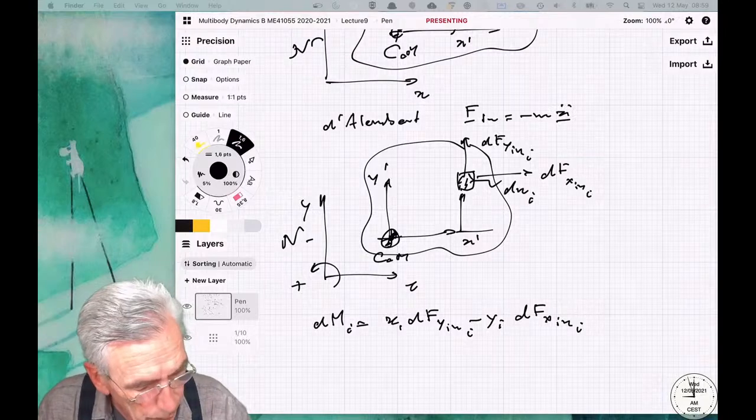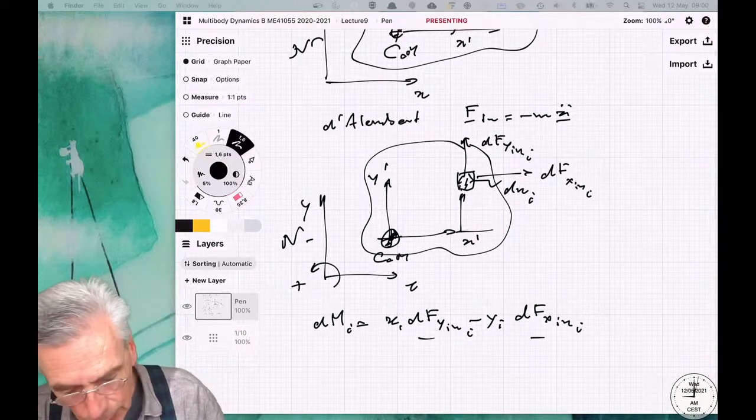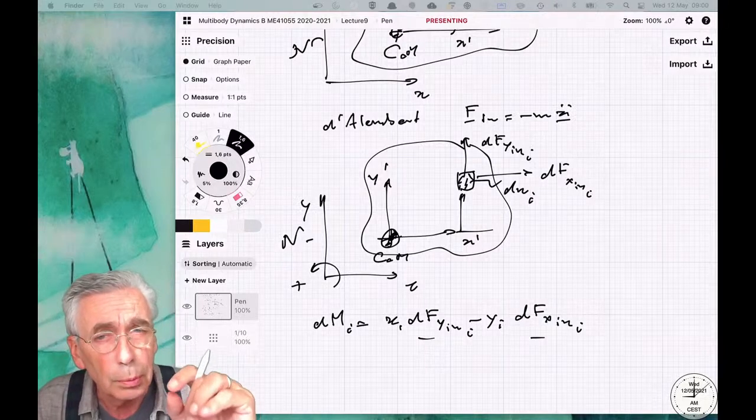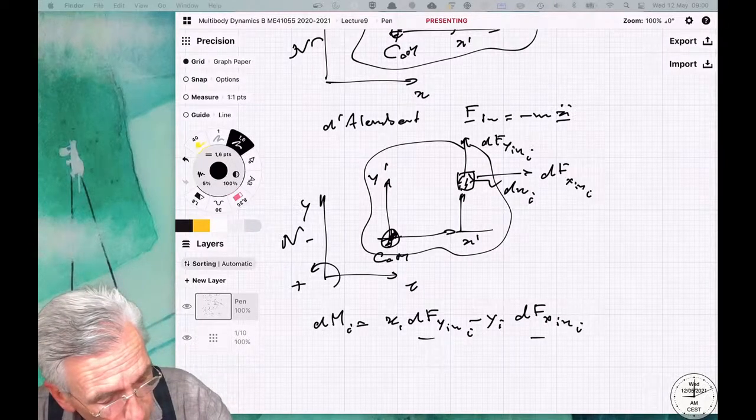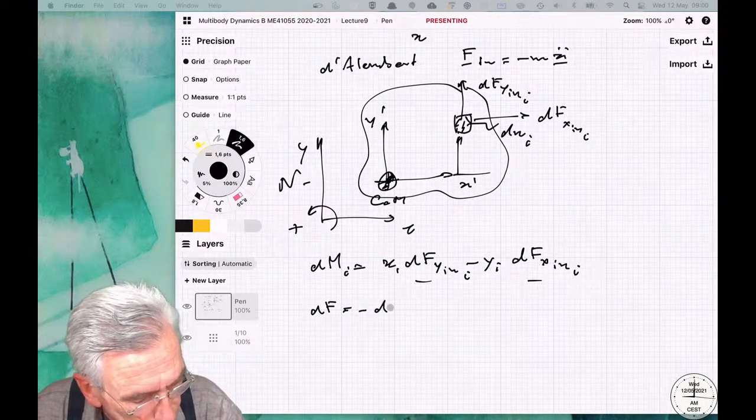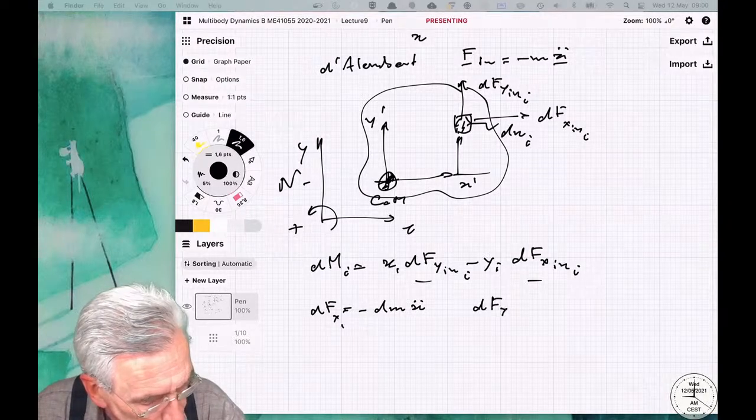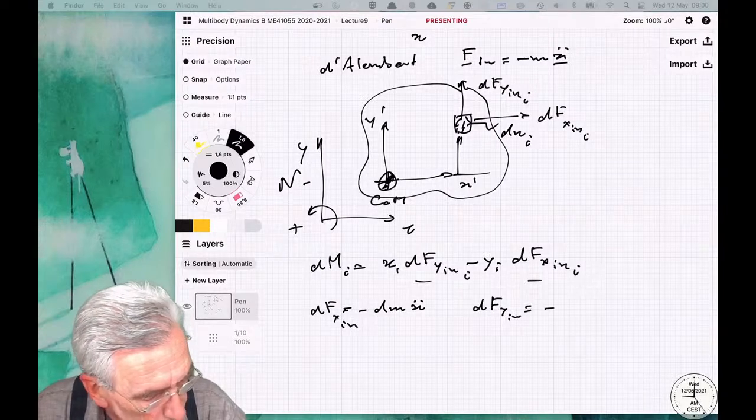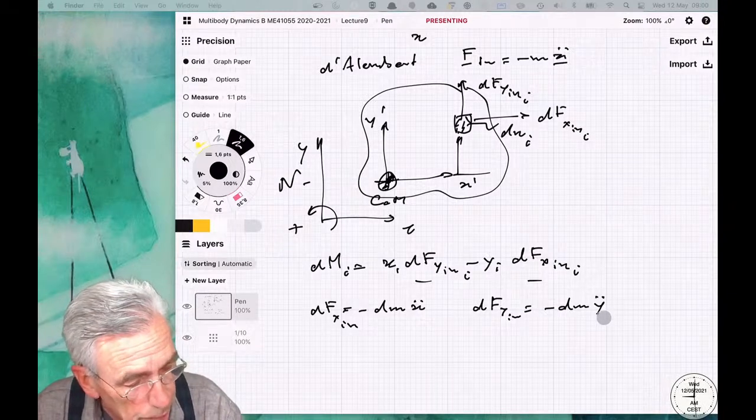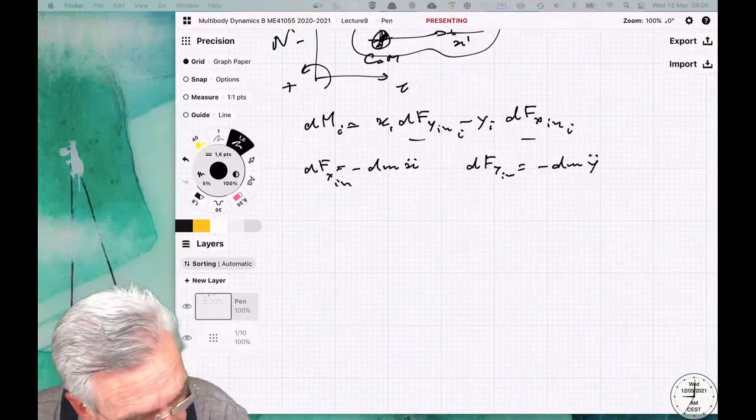Now the next step is, of course, we need to know what dF_x and dF_y are, but that was super simple because we already defined that here as small mass times the acceleration. So dF_x inertia is minus dm times x double dot, and dF_y inertia is minus dm times y double dot. Now we have to know what the accelerations of this piece of mass are. So then we draw a third figure.